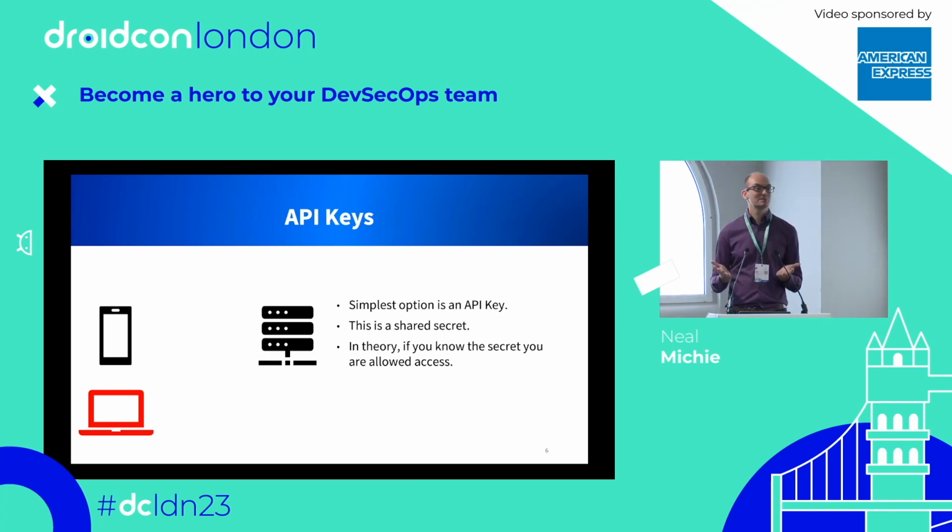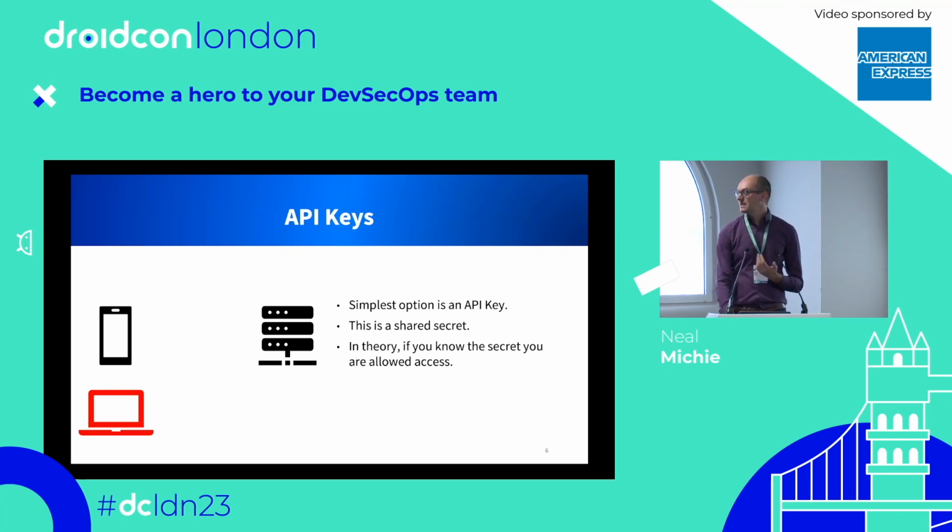Let's have a show of hands. Who's used an API key in their code at some point to connect to some service? Yeah, I think 90% of you? So we know what an API key is. It's a simple, easy way of authenticating between a client and a server. And it's basically a shared secret. If you have the secret, you're authenticated, you're allowed to access the system.